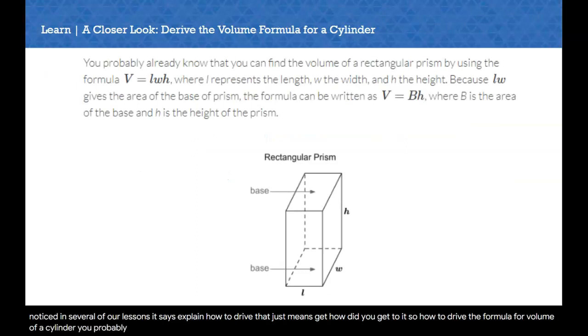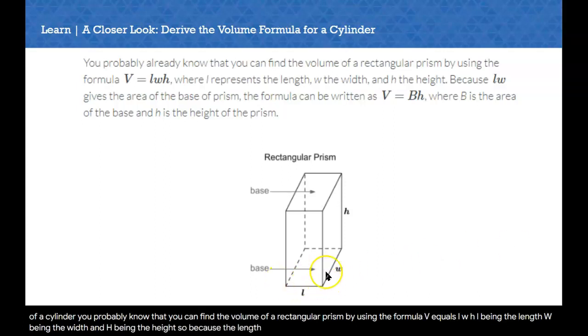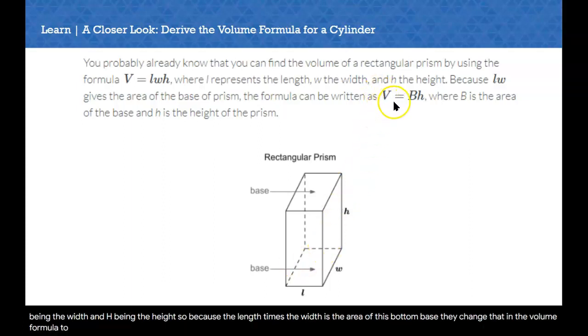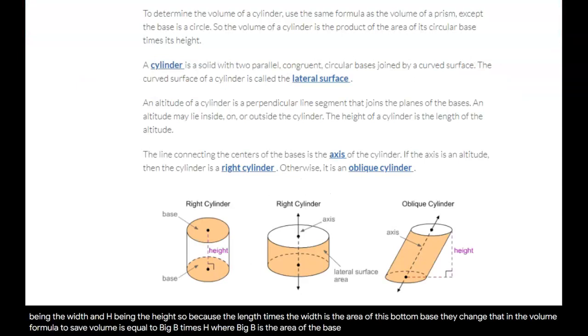You probably know that you can find the volume of a rectangular prism by using the formula V equals LWH, L being the length, W being the width, and H being the height. Because the length times the width is the area of this bottom base, they change that in the volume formula to say volume is equal to big B times H, where big B is the area of the base.